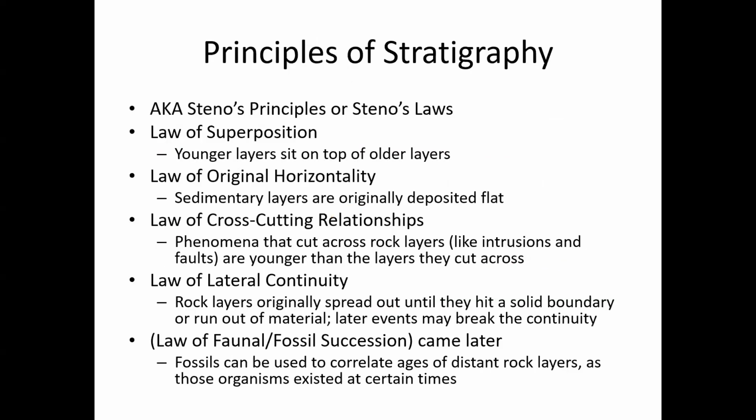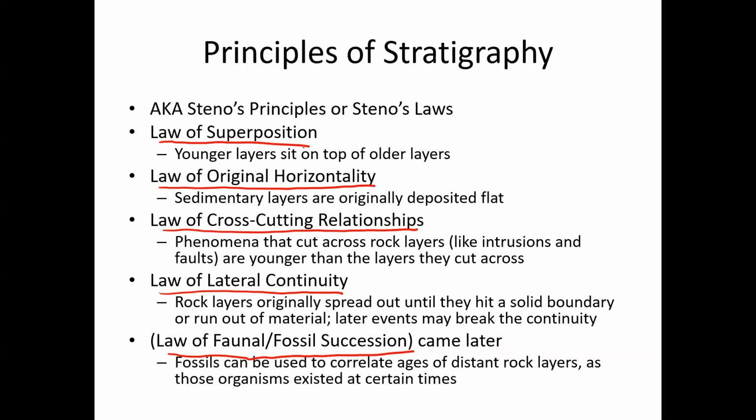So these principles are the law of superposition, the law of original horizontality, the law of cross-cutting relationships, the law of lateral continuity, and the law of faunal or fossil succession. He didn't come up with that one. That one came out much later, once we started to understand the fossil record in the context of evolution. Let's talk about what each of these mean.